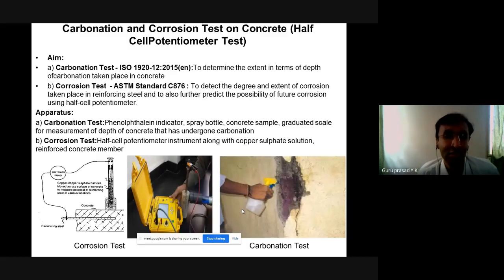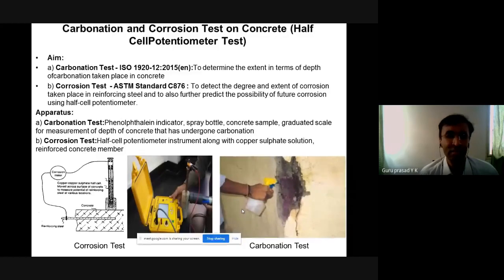So coming back to this, you have to do the carbonation test and corrosion test together. How do I do the carbonation test? First, you have to use phenolphthalein indicator. You can go to any chemist store, or to the chemistry lab in your institution, or to the environmental laboratory. Any of the environmental laboratory personnel should be able to give you this phenolphthalein indicator.